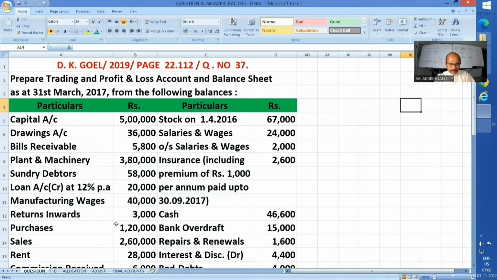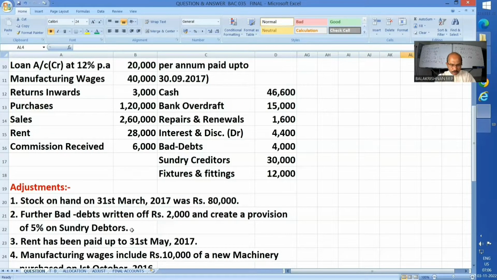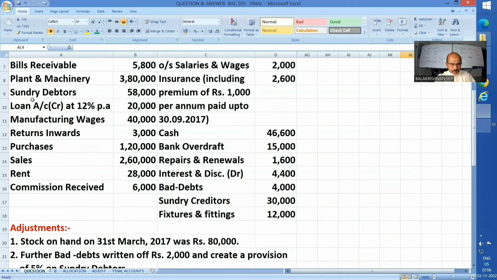You will observe that we have been given only a list of ledger balances, not a tally trial balance, followed by 1, 2, 3, 4, 5, 6, 7, 8 adjustments. And these 2 we can consider as an adjustment. So practically 9 adjustments are there.